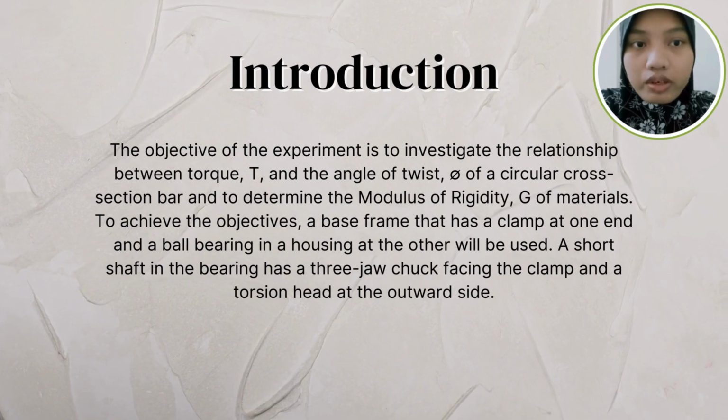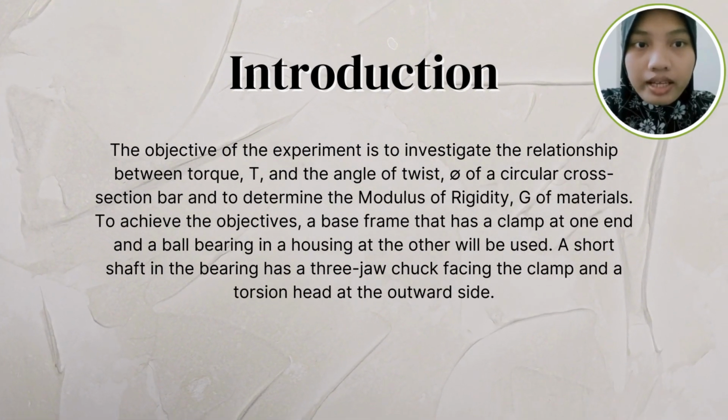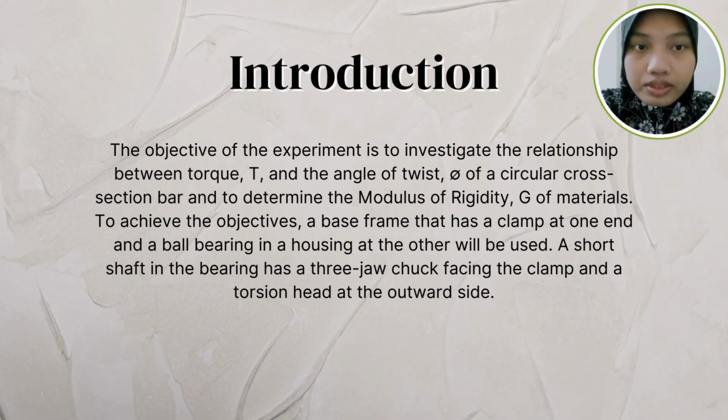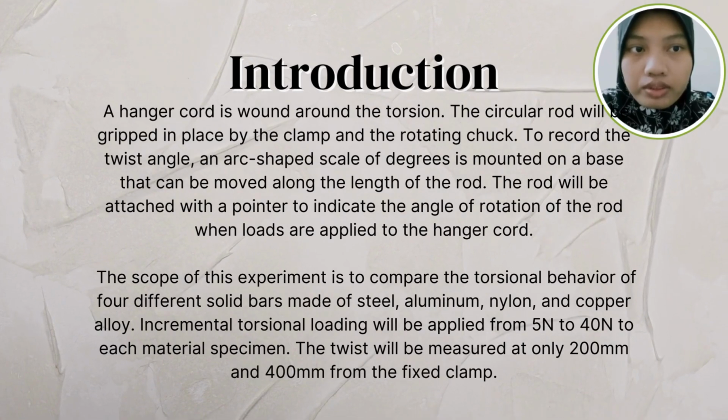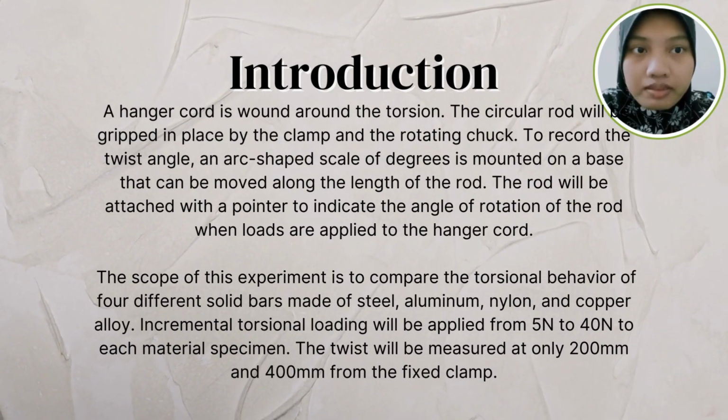To achieve the objective, a base frame that has a clamp at one end and a ball bearing in the housing at the other end will be used. A short shaft in the bearing has a 3-jaw chuck facing the clamp and a torsion head at the outer side. A hang cord is wound around the torsion head. The circular rod will be gripped in place by the clamp and the rotating chuck.